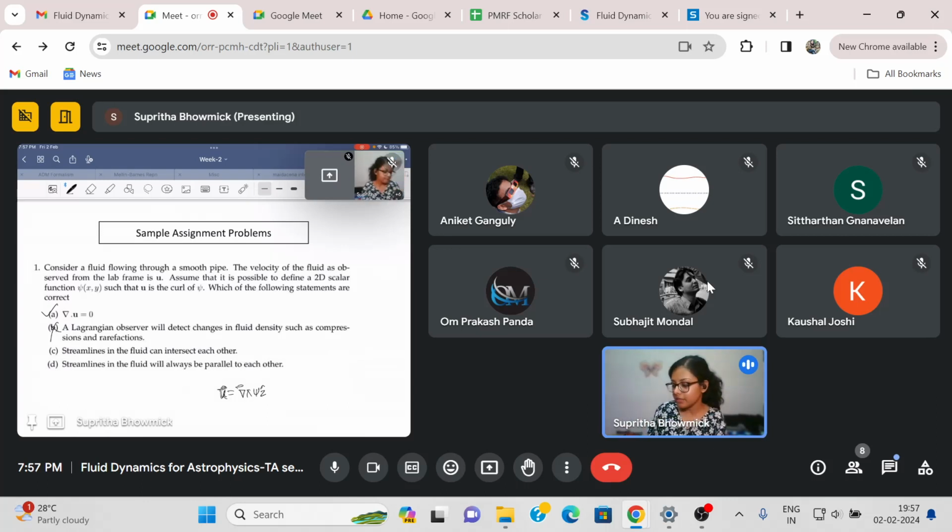Okay, streamlines, so options C and D: streamlines in the fluid can intersect each other, or streamlines in the fluid have always to be parallel to each other. Absolutely. These are what you would expect to be smooth flows. Streamlines do not ever intersect in smooth flows. You will learn more about flows where the streamlines intersect each other and so on. These things happen, but these are nice flows, and you would expect streamlines to be parallel to each other.